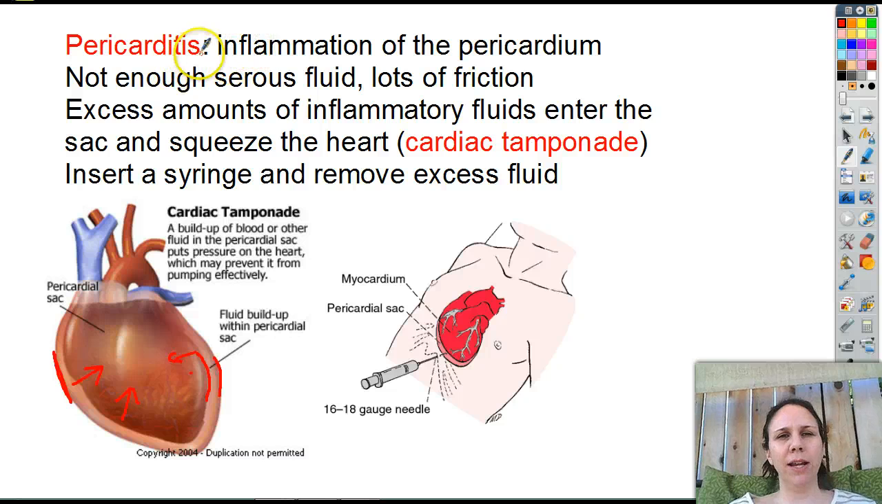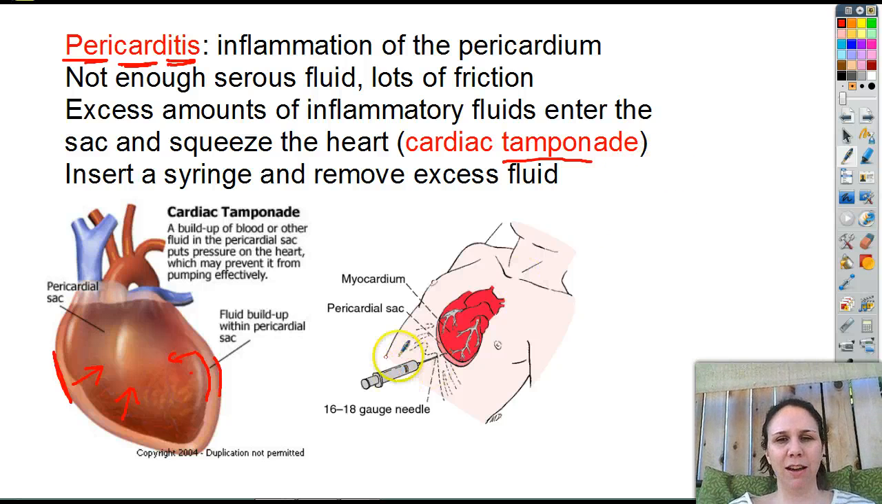So pericarditis is inflammation of the pericardium, and there's not enough serous fluid, so that causes lots of friction. That can cause adhesions, which is when two tissues tend to stick to each other, and can reduce heart function. You get lots of extra inflammatory fluids, not the good fluids, the bad ones, and they squeeze the heart. That's called a cardiac tamponade. I think it's kind of funny that all the extra fluid in your heart has the word tampon in it, but hey, whatever. So tamponade just means that you've got extra fluid on the heart.